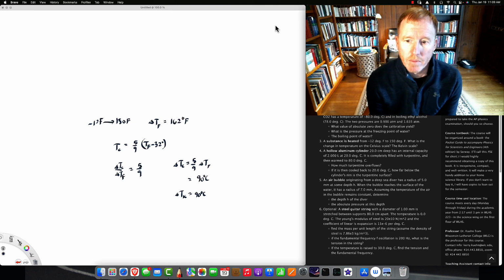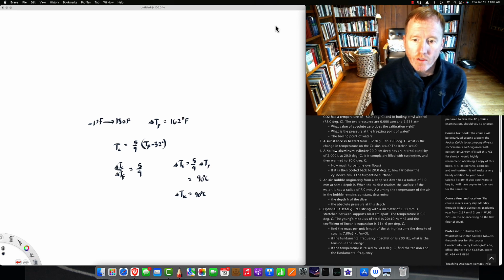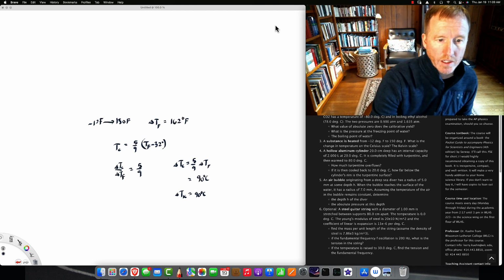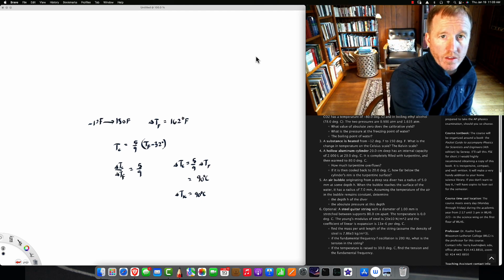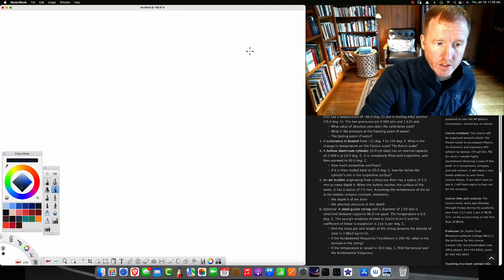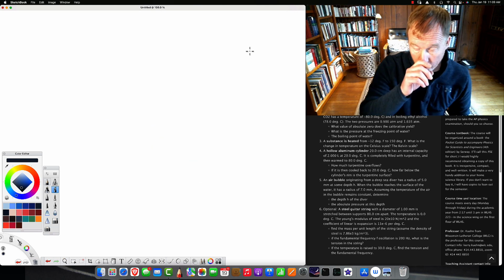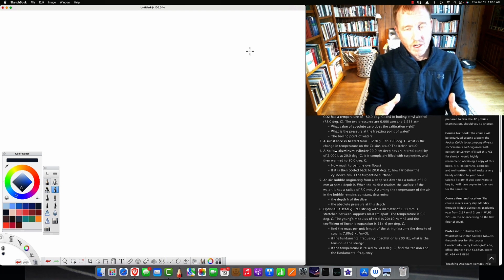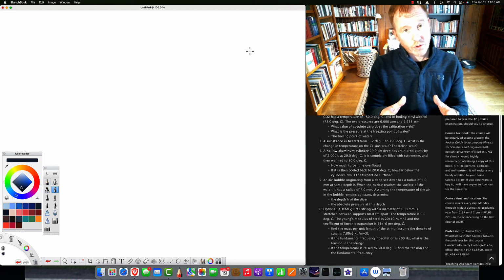The question is how much turpentine overflows, and if it is then cooled back down to 20 degrees Celsius, how far below the cylinder's rim is the turpentine surface? So you might see that the idea here is we're considering the thermal expansion coefficient of aluminum. The can, of course, when it heats up is going to expand, so it's going to have a larger volume. But the turpentine inside of it is also going to expand. So the question is the relative rate of expansions.